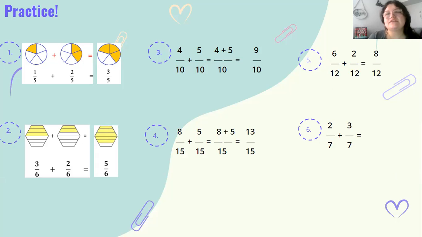And then for number 6, 2/7 plus 3/7. Samantha, can you tell me the answer to number 6? 5/7. Perfect. So I just wanted to make sure that you guys understand each of these different methods so that way you can do what's more comfortable for you when it comes to the test and stuff.